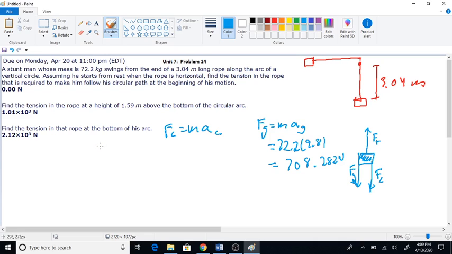The other part is Fc equals mass times centripetal acceleration. For that we need v squared over r, so we need the velocity at the bottom of the rope. We need energy. Well, you can use kinematics at this point, but I'm going to use energy.